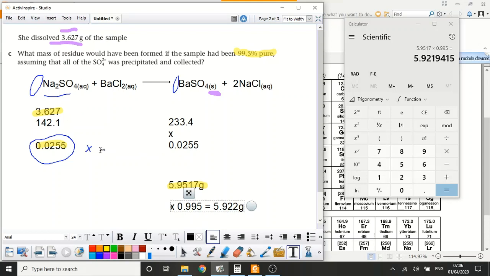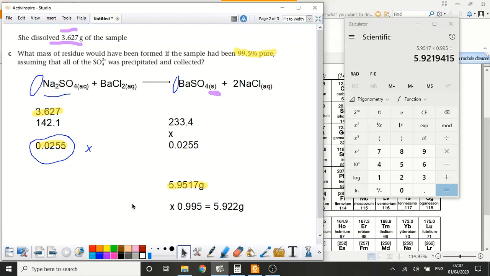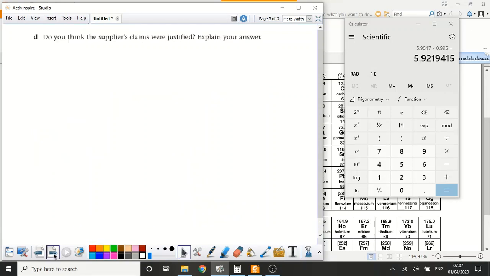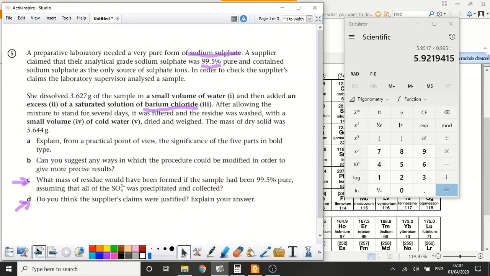So that's the mass of barium sulfate that we would precipitate from 3.627 grams of sodium sulfate when the sodium sulfate is 99.5% pure. I don't think it's particularly difficult. To answer the next question, which is, do you think the supplier's claims were justified? Well, we just go back now.